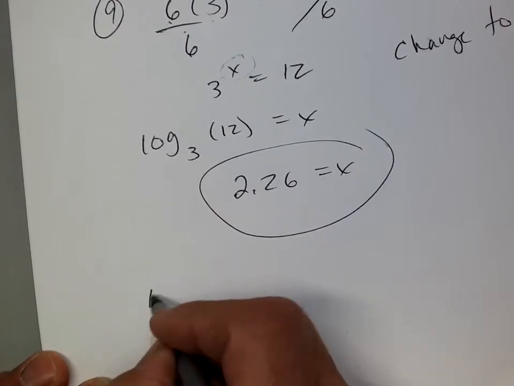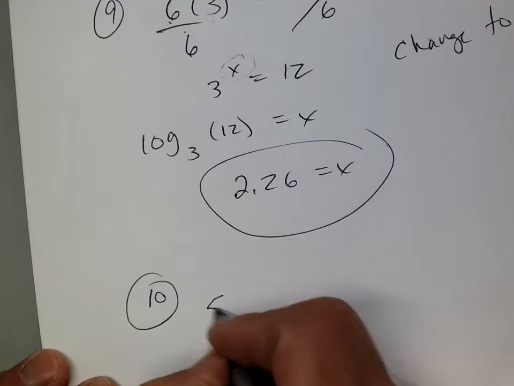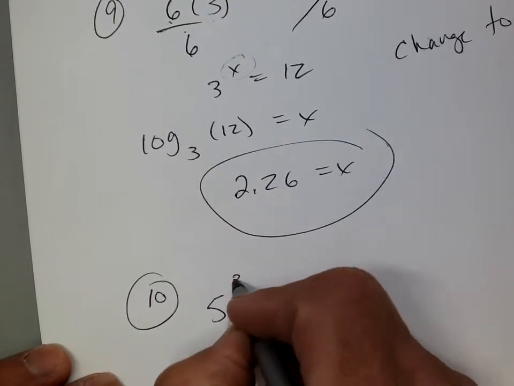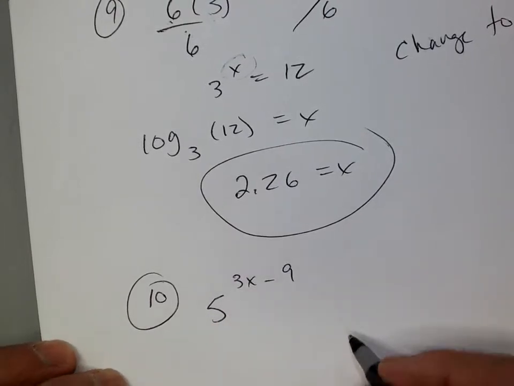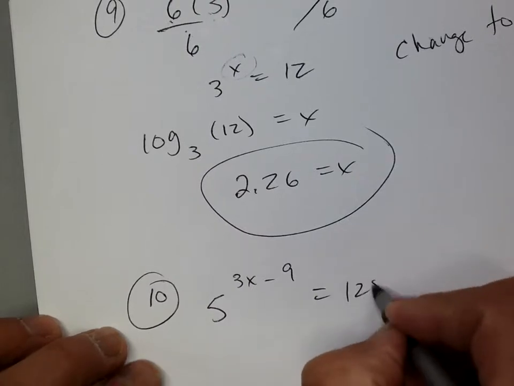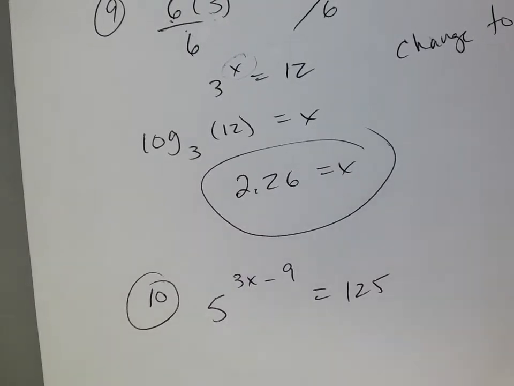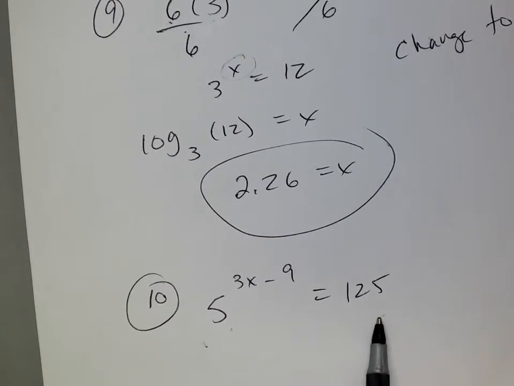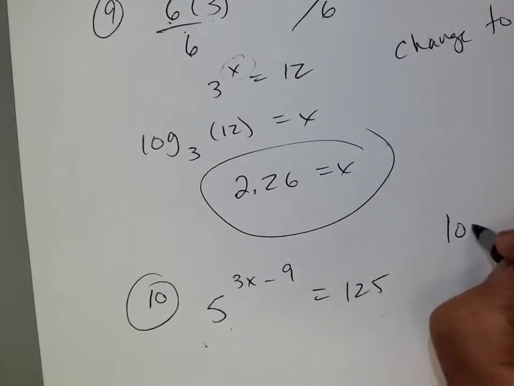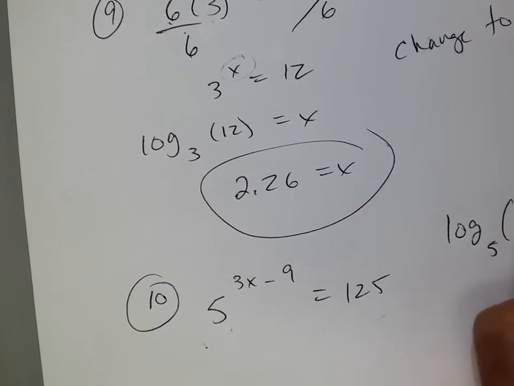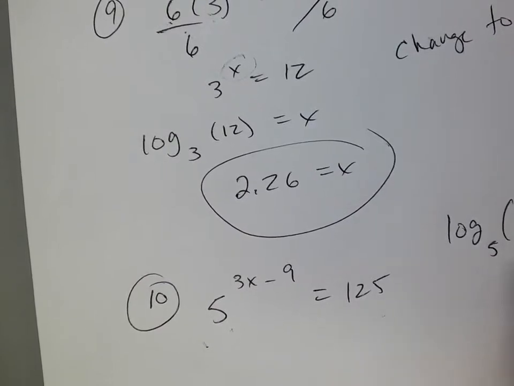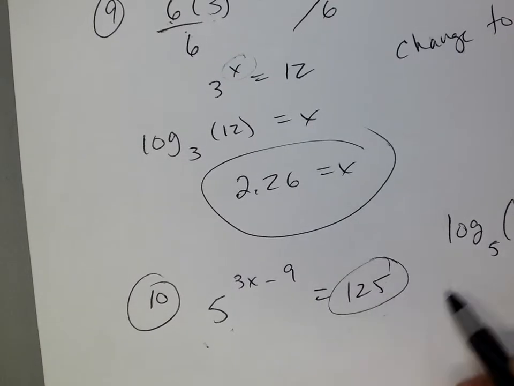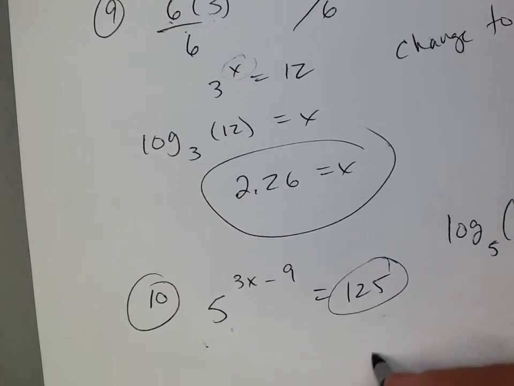So then, 10. 5 to the 3x minus 9 equals 125. Okay, there's 2 ways to do this. One, you could change it to log base 5 of 125 equals 3x minus 9. You can do that, okay? You'd need a calculator, log base, or I recognize, for me personally, I would rather do it this way.